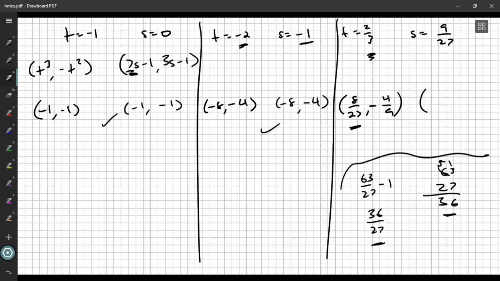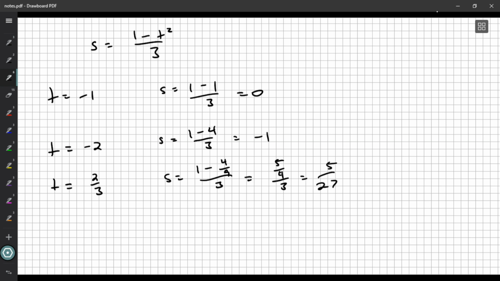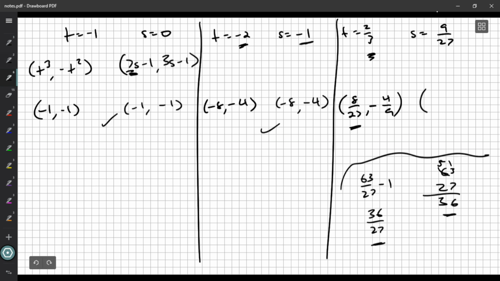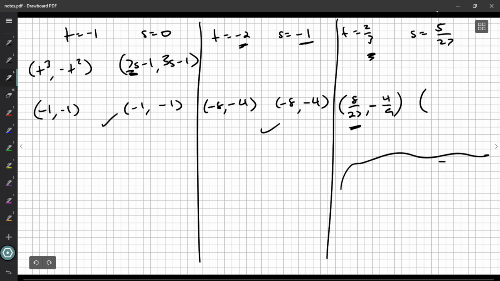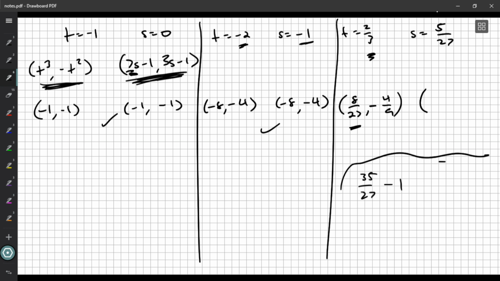Okay. So just quickly, because I was expecting that one to work out fine. Oh, s is 5/27, that's why. I should have caught that. 9/27, why wouldn't I just write 1/3? Okay, so going back and trying that again, that'll be 35/27. The reason I was expecting it is the other ones worked, and I'm pretty sure this is a line, and this is sort of a cubic, so I'd expect 3 intersections. 35 minus 27 is 8, so 8/27, that works.